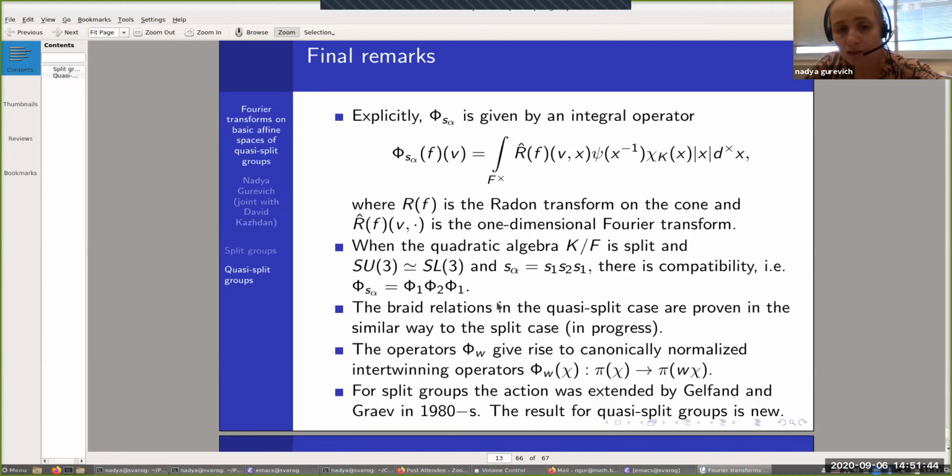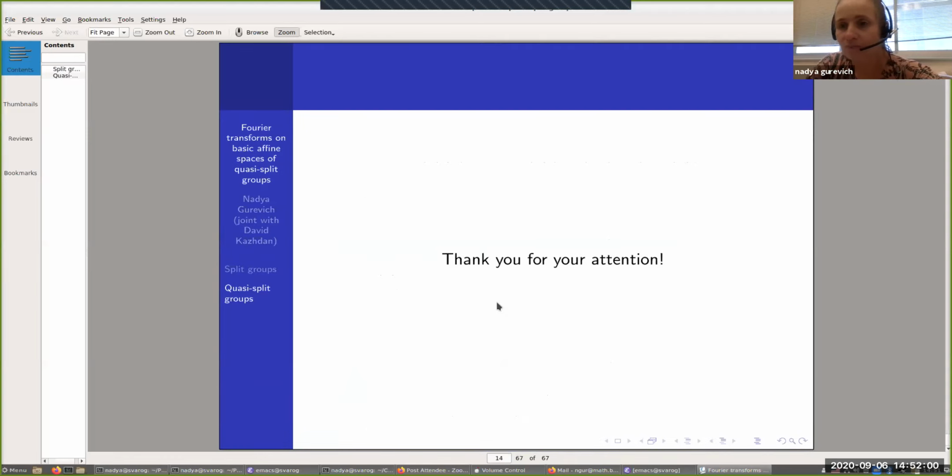And the last thing, as I already mentioned: for split groups, the result has been proven by Gelfand and Graev, but we do it for a quasi-split group. Thank you very much for your attention.